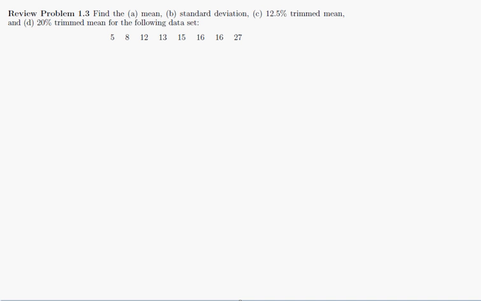Let's now consider review problem 1.3. Find the mean, standard deviation, and 12.5% trimmed mean and 20% trimmed mean of this data set. First off, the mean is easy.